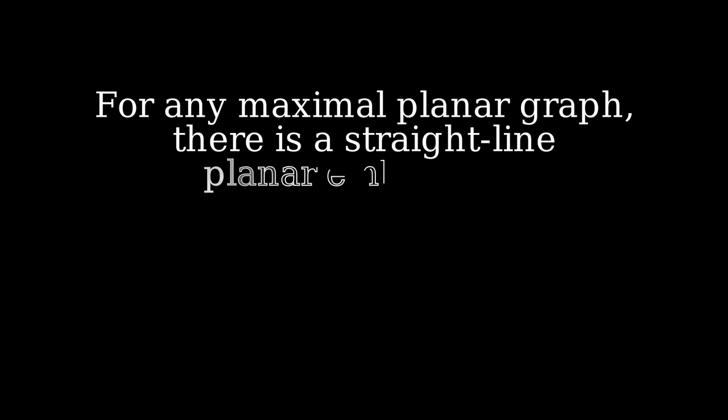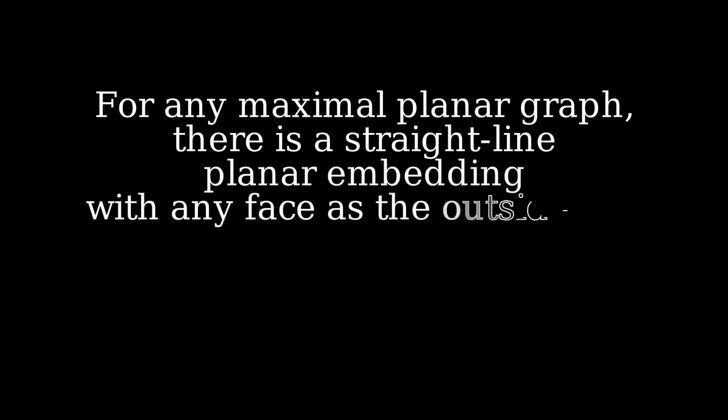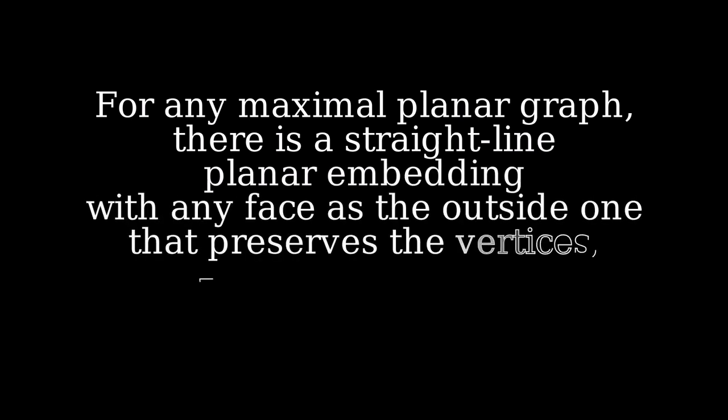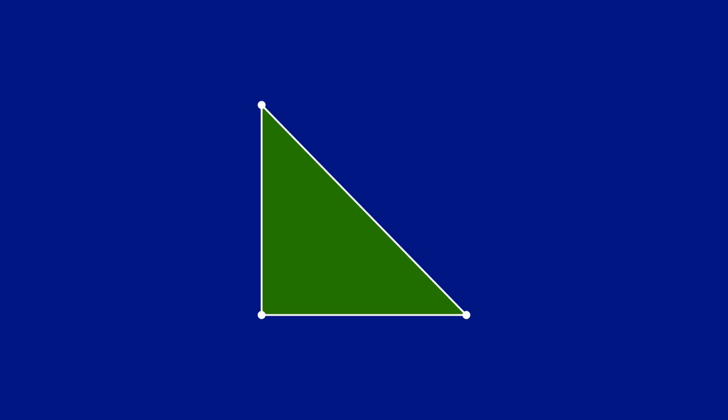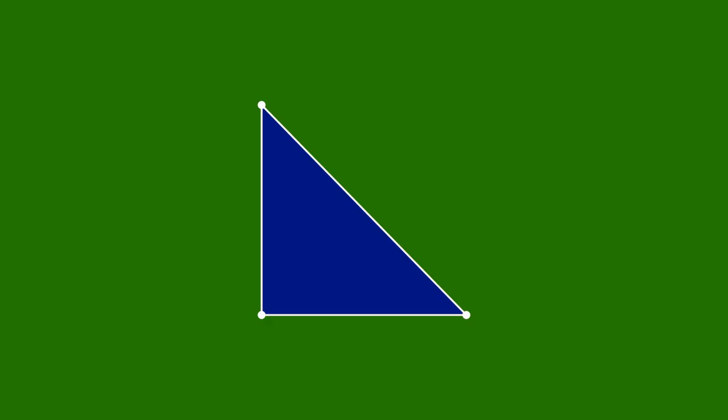Here's where we upgrade the theorem, which will help us later. For any maximal planar graph like G1, we can find a straight line embedding with any chosen face as the outside one that preserves the vertices, edges, and faces of whatever planar embedding we started with. For the 3-vertex maximal planar graph, there's only 2 triangle faces, so we can just pick one to be the inside and one to be the outside as we please. So we know the upgraded theorem holds for n equals 3.